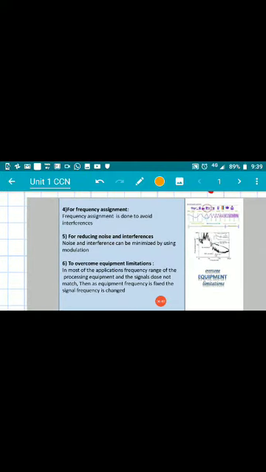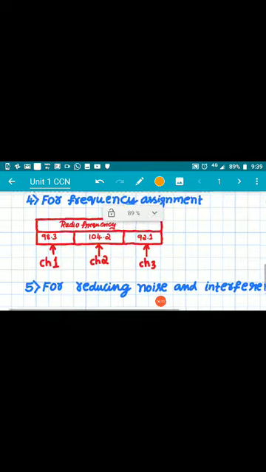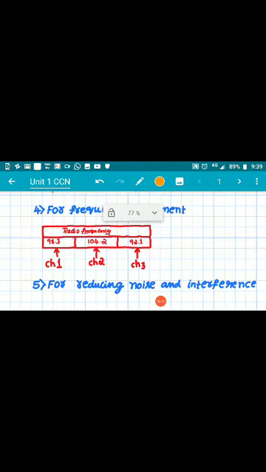For frequency assignment. What do you mean by frequency assignment? I will give you an example. I have a very good example for this. Okay, so let me go down here. For frequency assignment, most of you are very well acquainted with how radio communication works, right?